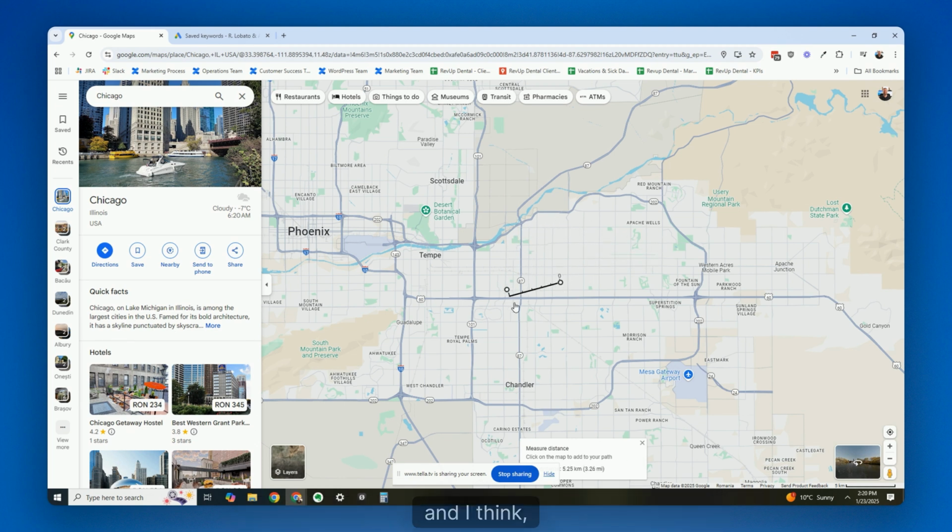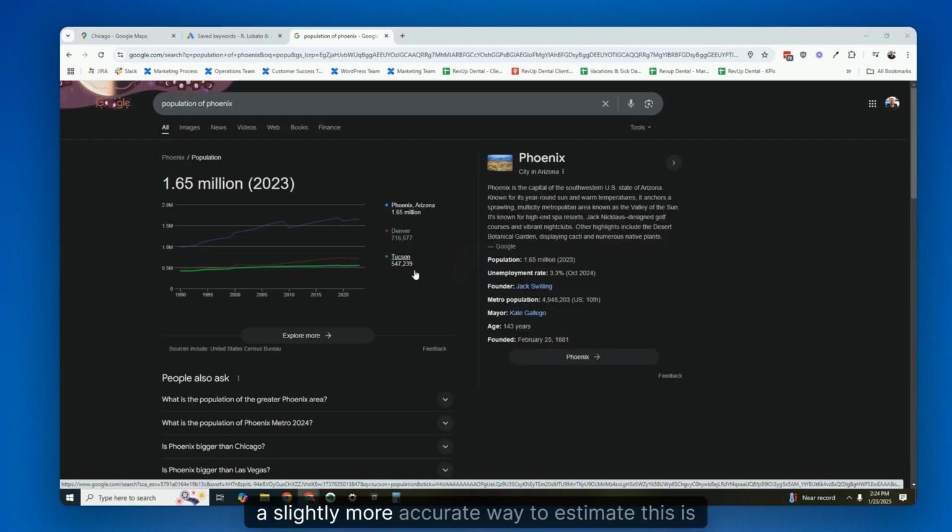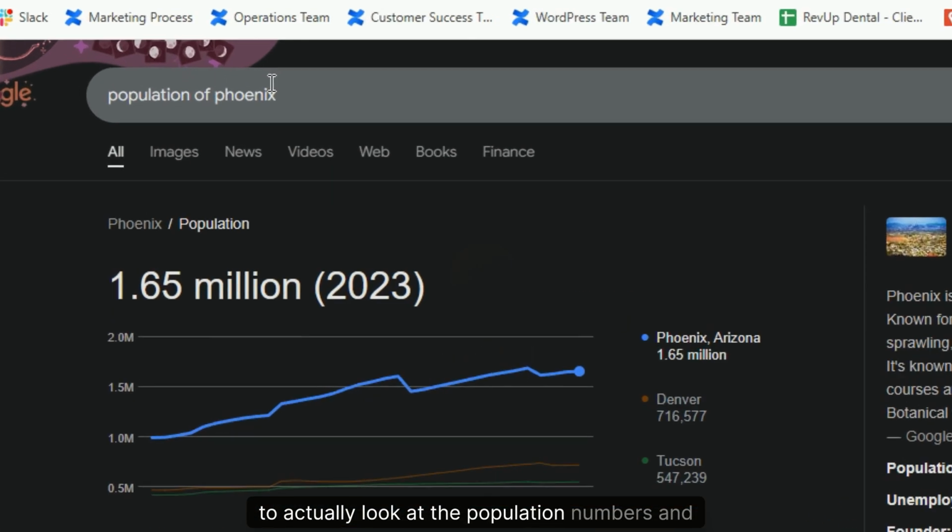Now, if I visualize this and I think, okay, the average patient might be willing to travel 5 miles within my radius, around my dental office, they'd be willing to make that drive. I can ballpark and say, okay, well, that little circle might represent, I don't know, let's say 15% of the Phoenix area, right? So if there's roughly, I believe, 1.6 million people in Phoenix, maybe 1 in 6, 1 in 5 of those people who are in Phoenix and they're searching for a dentist, they might just happen to be in this area.